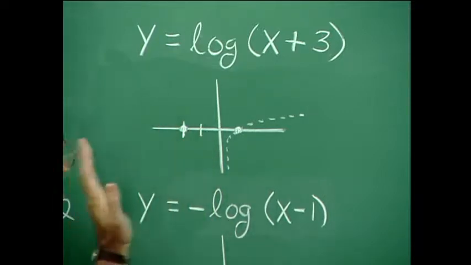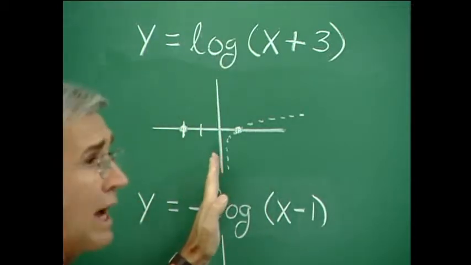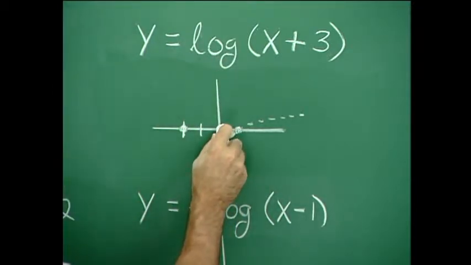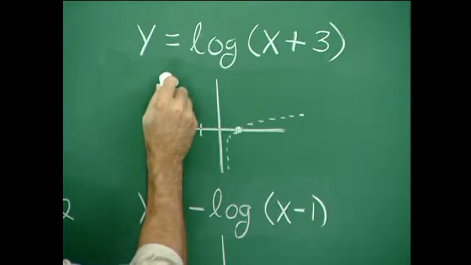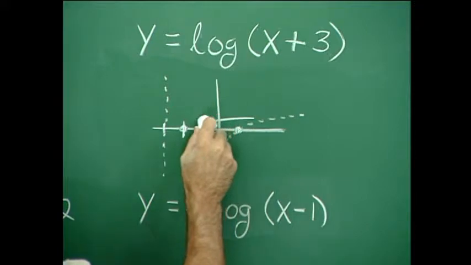Now, when you move left or right, it's important to move the asymptote as well. The asymptote was at the y-axis, so it'll move over 3 positions, 1, 2, 3, and here's the asymptote, and the graph then would look about like this.